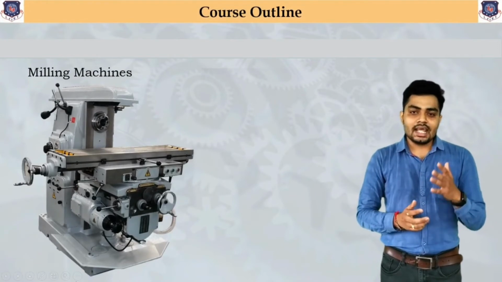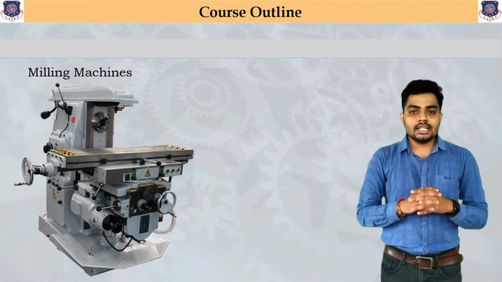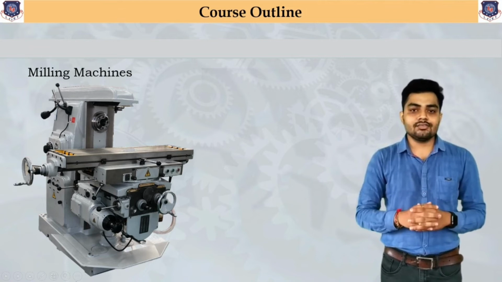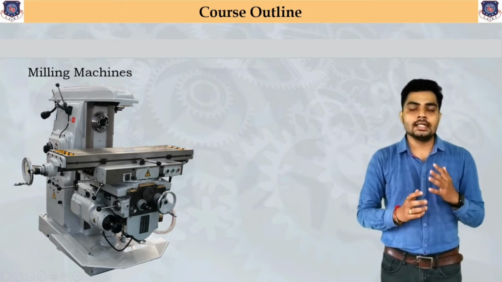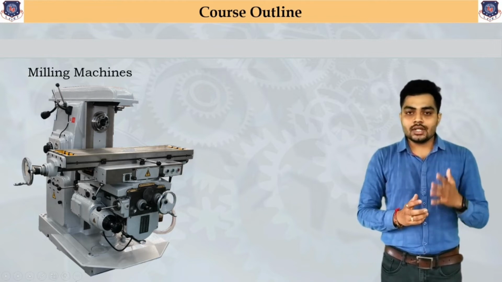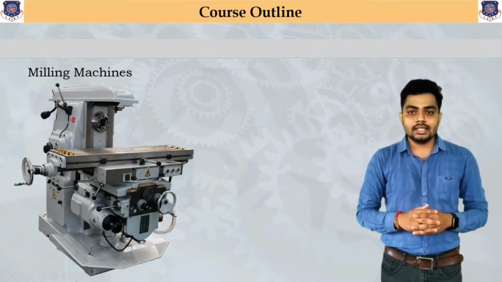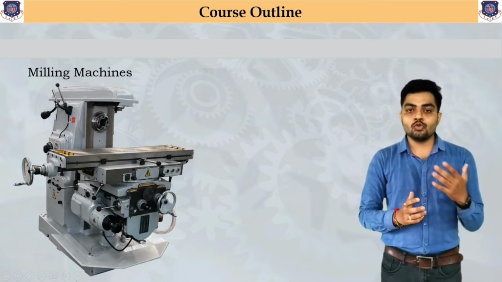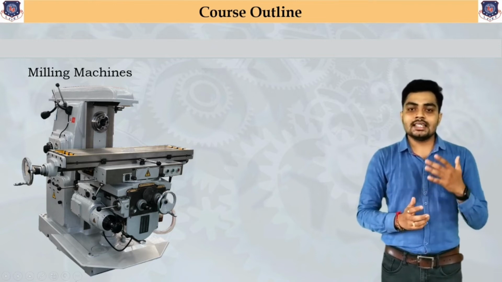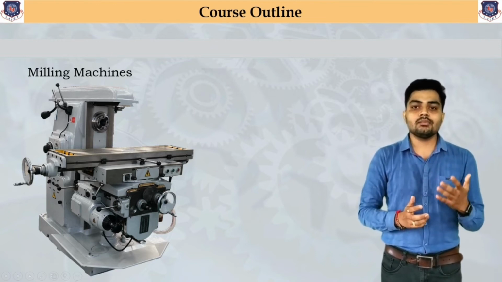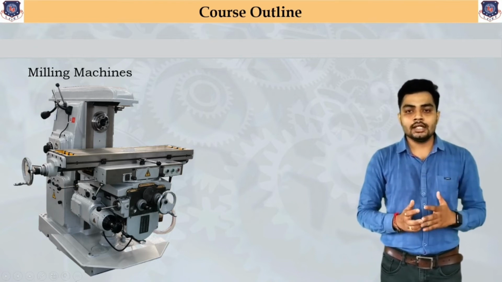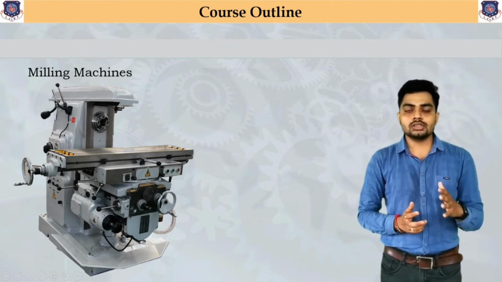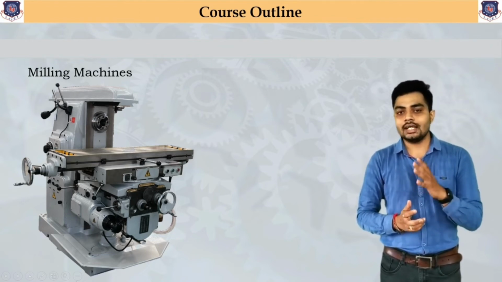In the milling machine, as you can see, different parts are available, and these different parts are helpful to provide different movements to the tool and the workpiece. Different movements can be obtained, and how these movements are obtained by using different mechanisms, that also we will study in this particular topic. The milling machine is also one of the most important machineries available after the lathe machine.